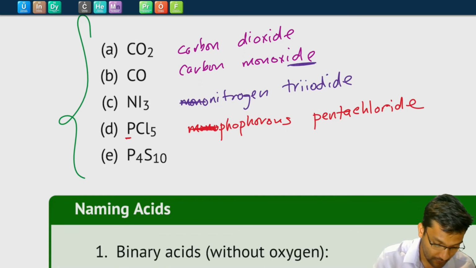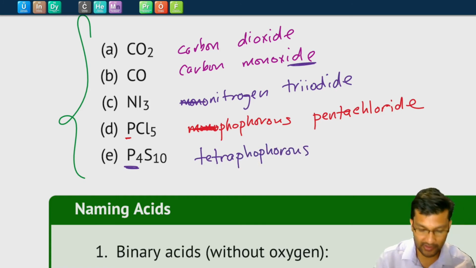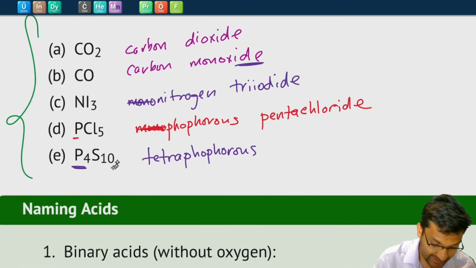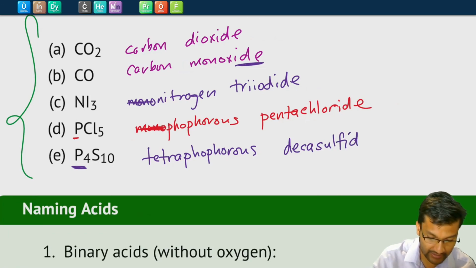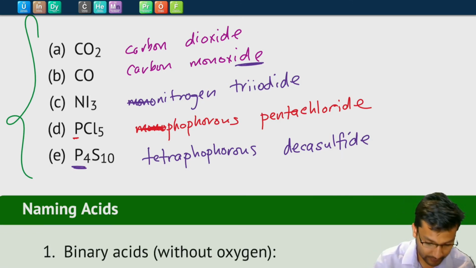P4S10, 4 phosphorus, 4 is tetraphosphorus. We can't drop the tetra because it's not mono. Tetraphosphorus. 10 is deca, right? Deca, sulfur, sulf, the base name, ending with IDE, sulfide. So tetraphosphorus decasulfide. And there you go.